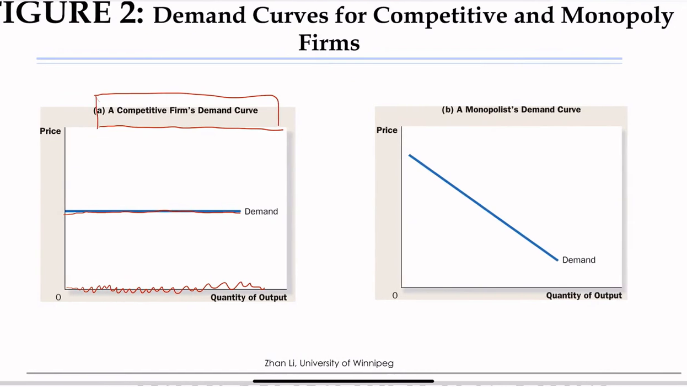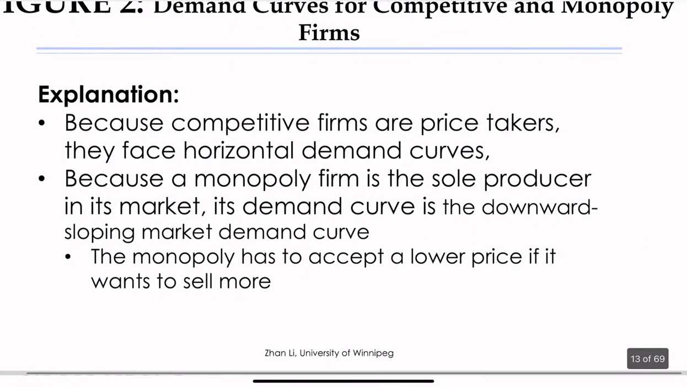Okay, now let's look at the right-hand side. This is the demand curve faced by a monopolist. In this case, you can see it is downward sloping, right? It's the most different feature compared with the demand curve faced by a competitive firm. So why? Well, the reason is that the market demand curve is the demand curve faced by the monopolist. Clearly, that's because the monopolist is the only seller in the market. It basically means if the monopolist wants to sell a larger quantity, then the price will be lower, right?